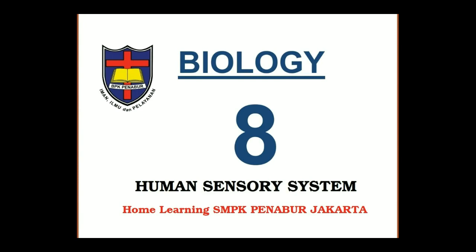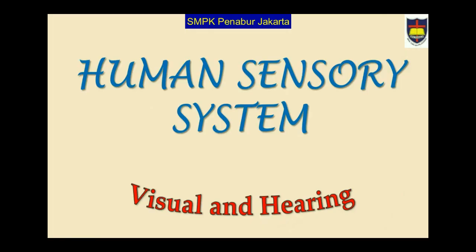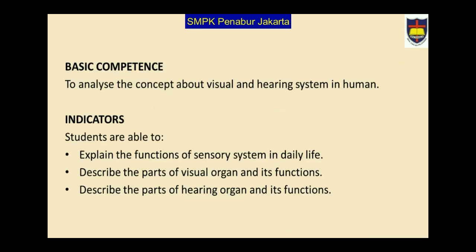I'm going to explain about human sensory system, especially visual and hearing system. The basic competence is to analyze the concept about visual and hearing system in human. The indicators: from this learning, students are expected to be able to explain the function of sensory system in daily life, describe the parts of visual organ and its function, and describe the parts of hearing organ and its function.